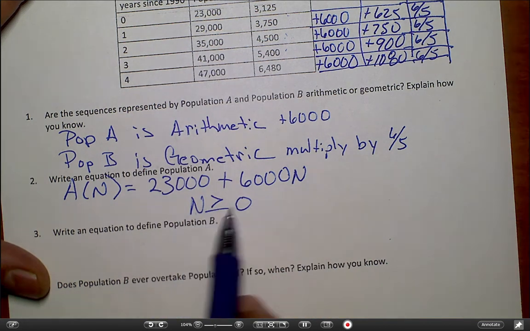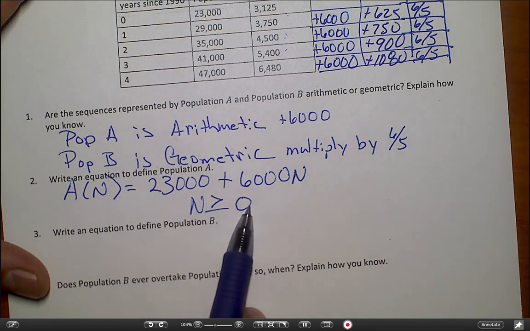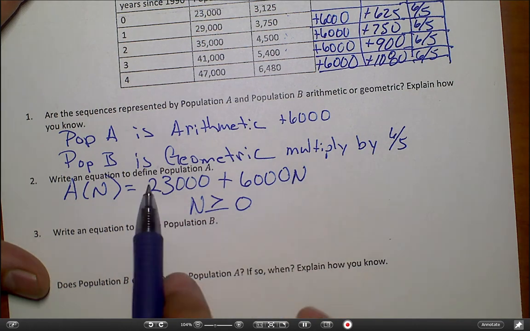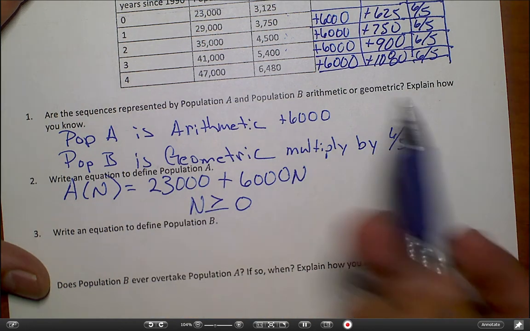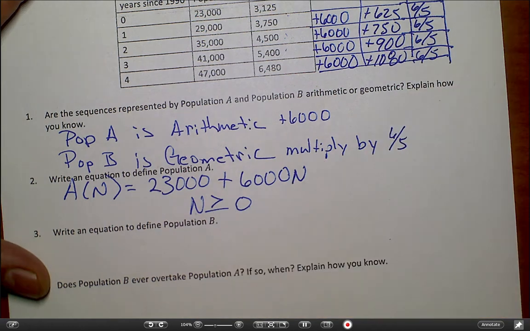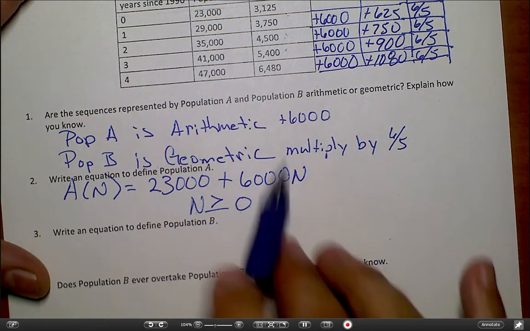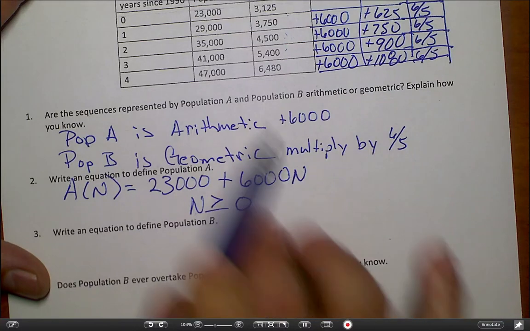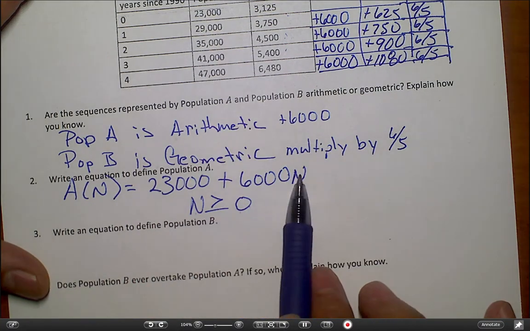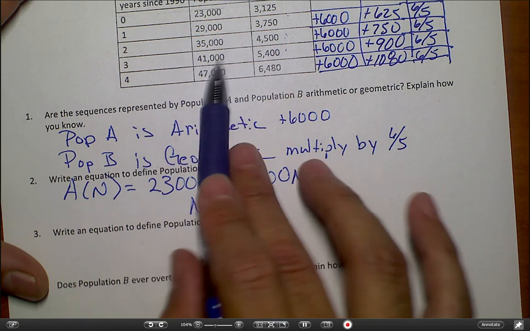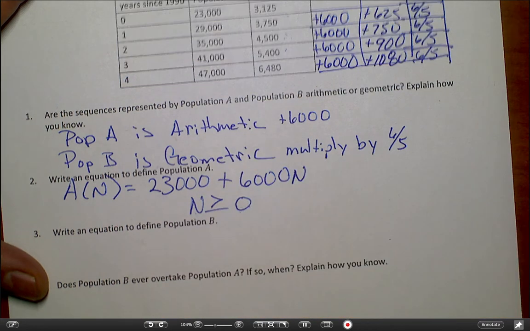So if n is going to be greater than or equal to 0, so now 0 times 6,000 is 0, right? Plus 23,000, there he is, 23,000. So that's my first term. And then 1, that would give me 29,000, and then it would be 2, which would be 35,000, and then 3, which would be 41,000, right?